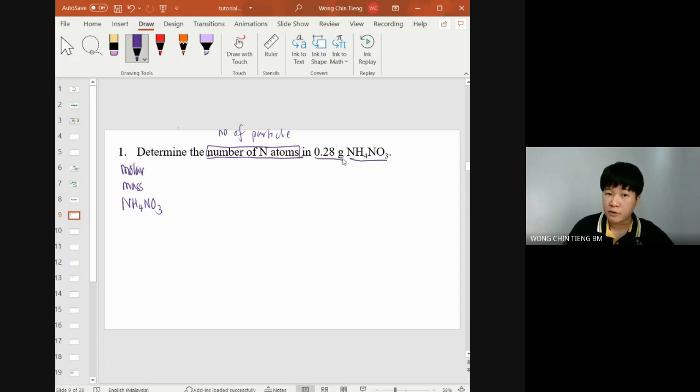So the problem over here, saya nak number of particle, saya ada mass. Daripada mass, saya nak pergi kepada number of particle, apa yang saya kena cari dulu, Patricia? Cari number of mole. But molar mass dapat berapa?